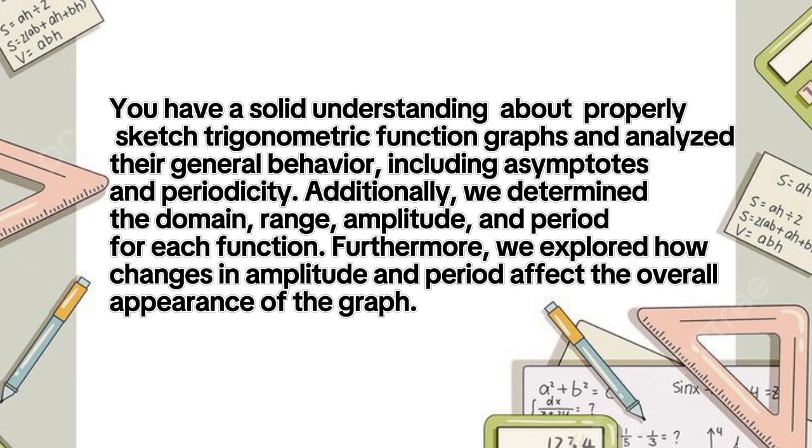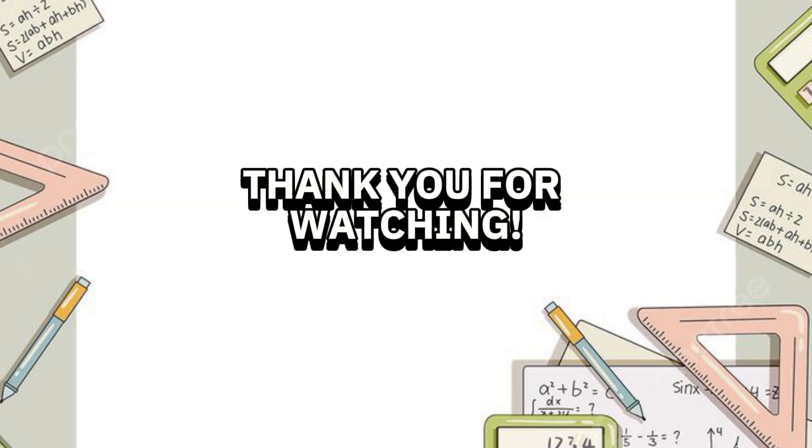So that's all for our discussion. I hope you now have a good understanding of how to properly sketch trigonometric function graphs and analyze their general behavior, including asymptotes and periodicity. Additionally, we determined the domain, range, amplitude, and period of each function. Furthermore, we explored how changes in amplitude and period affect the overall appearance of the graphs. So that's all. Thank you.